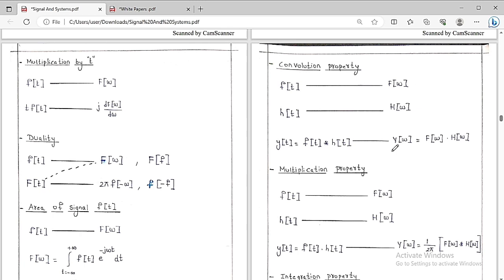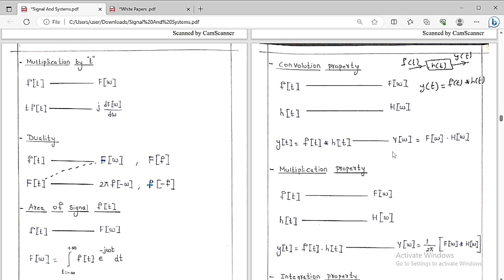Let me give you the meaning of this. Suppose you take an LTI system, where the impulse response is h of t and the input is f of t. Then what is the output? The output is y of t, which is the convolution of the input and the impulse response, so f of t convolution h of t.